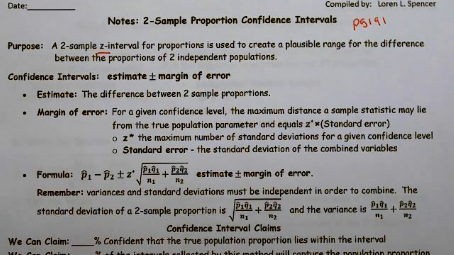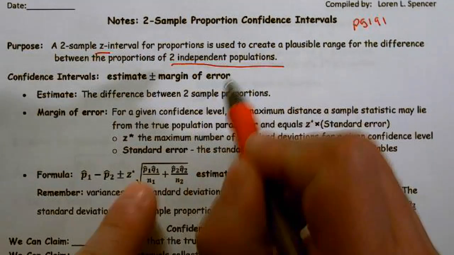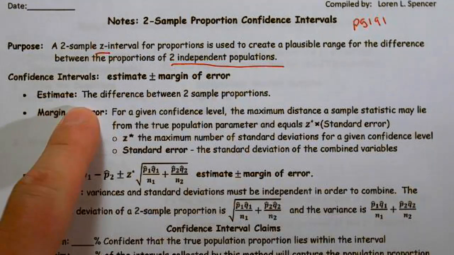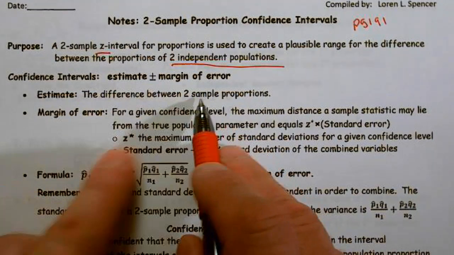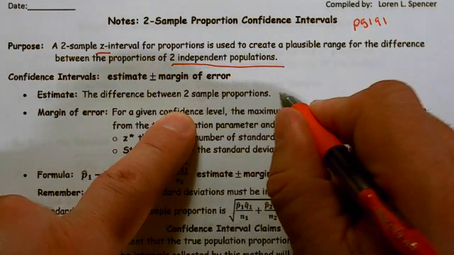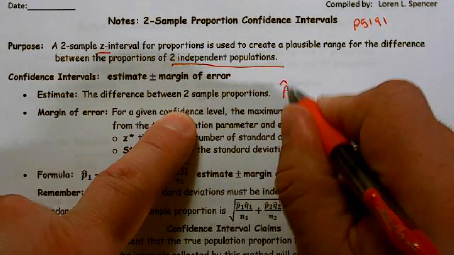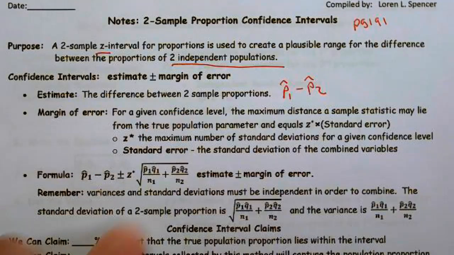So two sample Z interval for proportions is used to create a plausible range for the difference between proportions of two independent populations. All right. And as always, we have the estimate plus or minus the margin of error. The estimate in this case is the difference between the two sample proportions. So our best estimate is going to be p hat 1 minus p hat 2. You'll see that in the formula in just a moment. And then we have a margin of error.